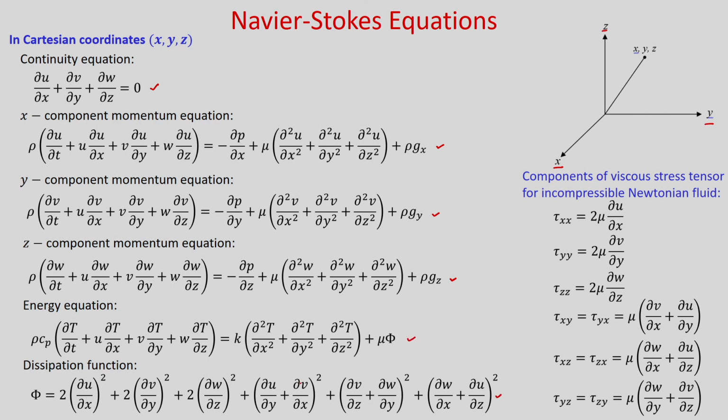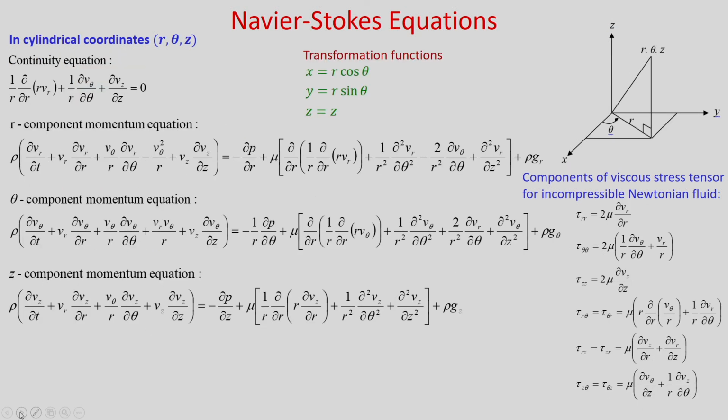And for these equations you can find the components of viscous stress tensor like this. So, there will be 6 components because this stress tensor is symmetric. So, tau x y is equal to tau y x. So, obviously, we will have total 6 components in the stress tensor.